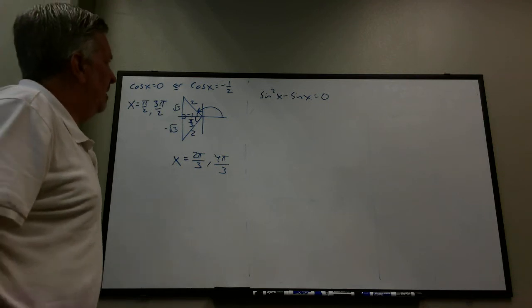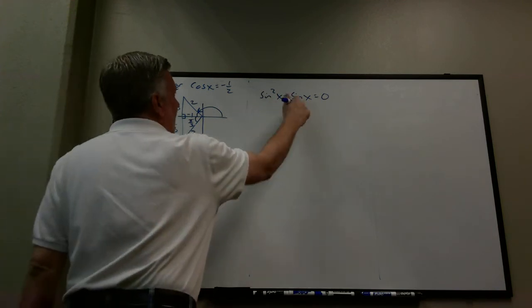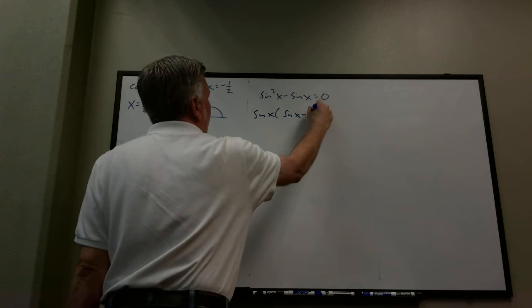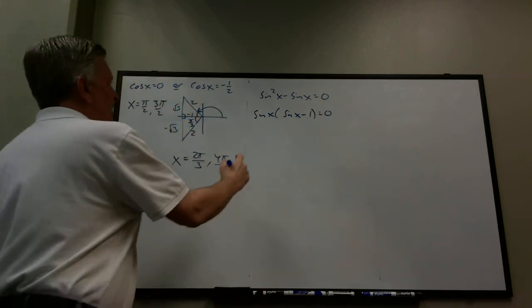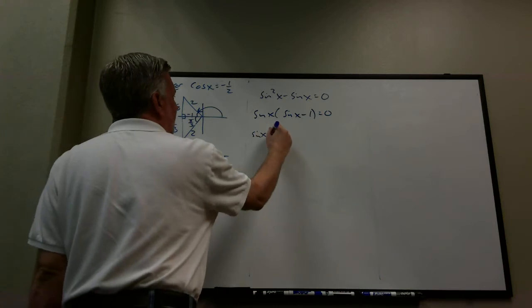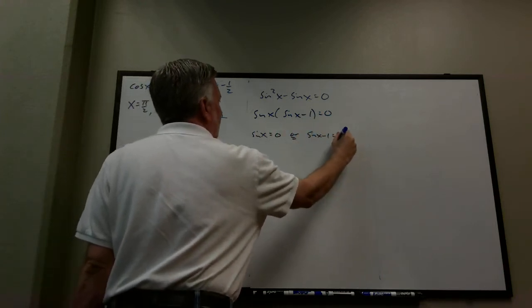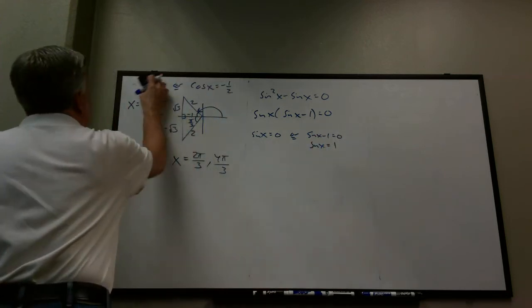Okay? Well, what do you think we should do here? Well, let's factor. Greatest common factor sine x. Sine squared minus sine, right? So either sine of x is 0 or sine of x minus 1 is 0, which means sine of x is 1.